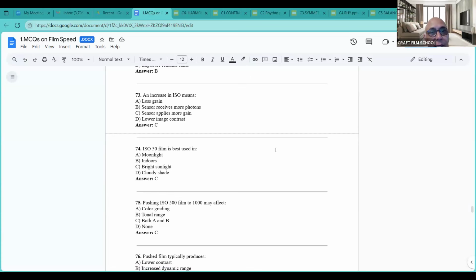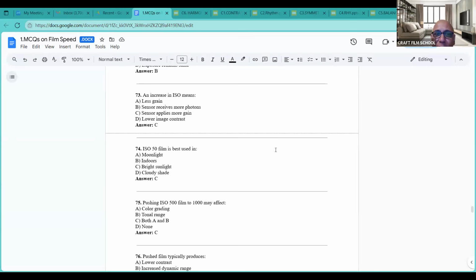Okay. An increase in ISO means less grain, sensor receives more photons, sensor applies more gain, lower image contrast. Please understand the difference. What exactly is the question? An increase in ISO means, if I'm moving from 100 ASA to 200 ASA, it will become more grainy. So it will not become less grainy. Sensor receives more photons? No.